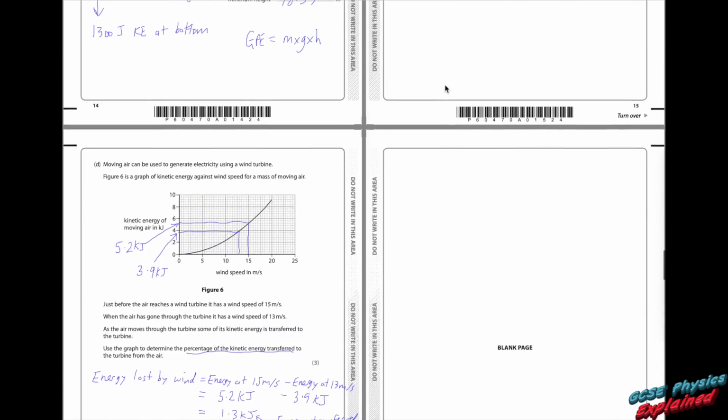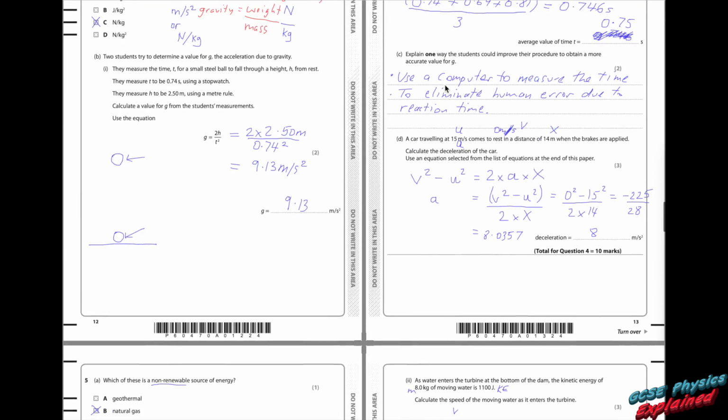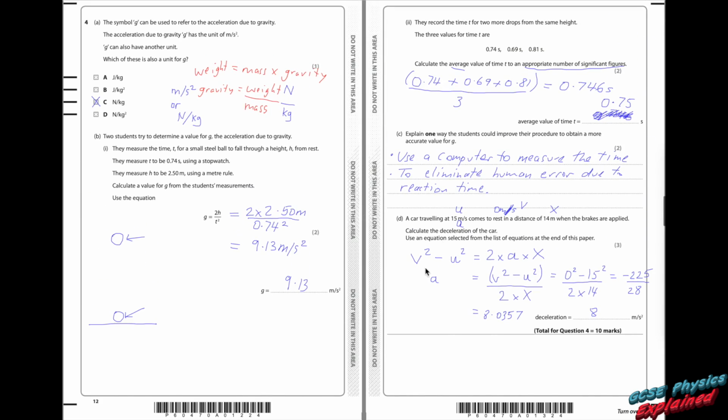So if we go back up and we'll write it in, v squared minus u squared equals 2 times by a times by x. Now we need to rearrange that to get a. So that is v squared minus u squared over 2x. Bang the numbers in and out pops the answer as 8.0357. Now they've given the answers with no decimal places, so I've just put my answer to 0 decimal places as well. We didn't have to. We could have just left it like that.